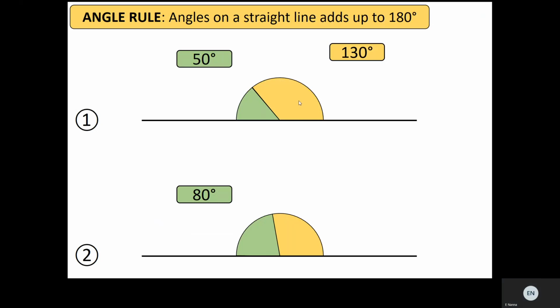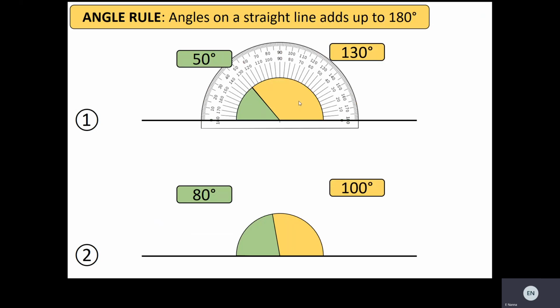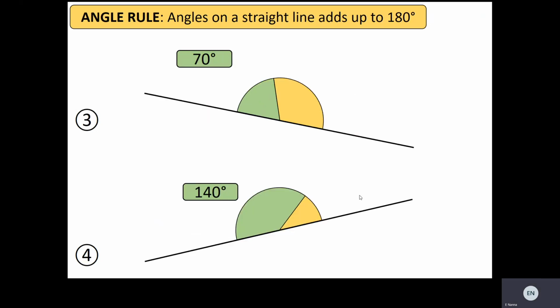Number two, you do the same thing. So you have 80 degrees there. Take it away from 180, you're going to have 100 degrees. Yes? Now, when you're finding the missing angles on a straight line, please don't think you will be using a protractor. You need to be able to work it out.